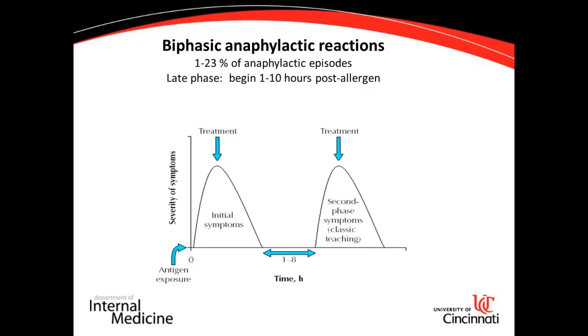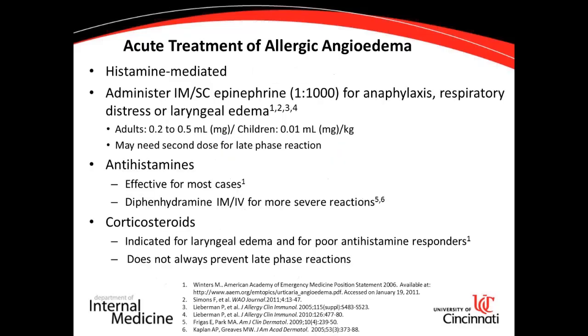1 to 23% of anaphylactic episodes might have a biphasic presentation, and the late phase begins 1 to 2 hours after the exposure. So in the initial exposure, there's a rapid onset of symptoms within 30 to 60 minutes. Patients are given treatment, and then there's a period of time where they are not having trouble, but then they can have these delayed responses. This is what was referred to as the biphasic response. In these situations, epinephrine is less likely to lead to a biphasic response if it's used in the initial treatment phase. Corticosteroids typically do not prevent this biphasic response.